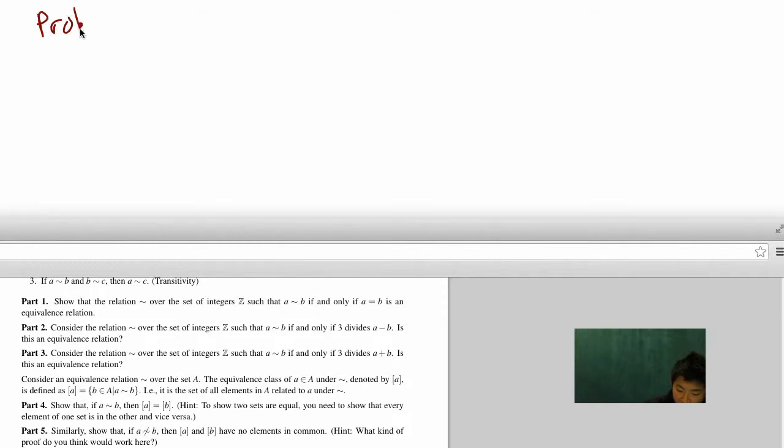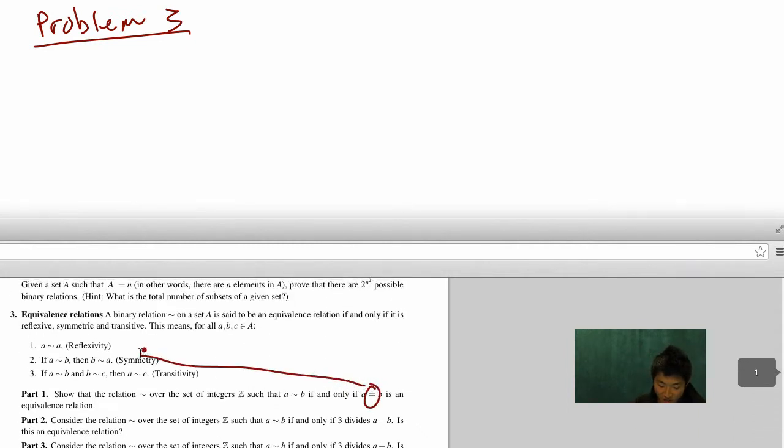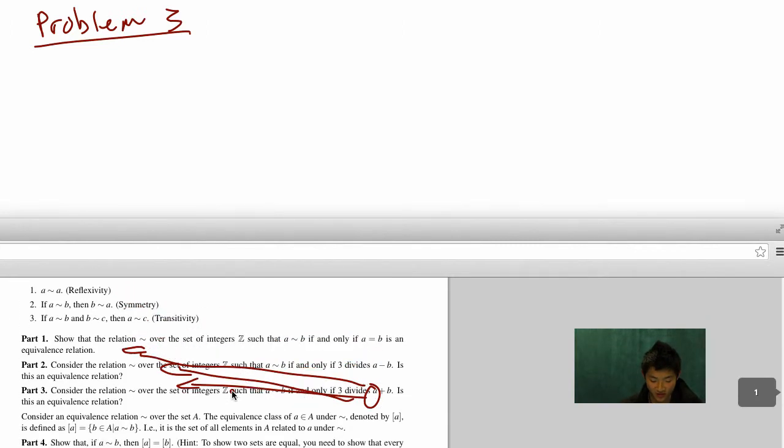Welcome to problem 3. Problem 3 has some easy parts and some hard parts. For instance, part 1 is super easy. Let me scroll up here. So basically, part 1's addition maps these three properties automatically. So all you have to do is go through them one by one.